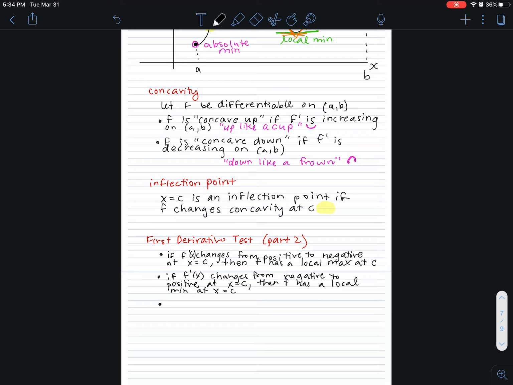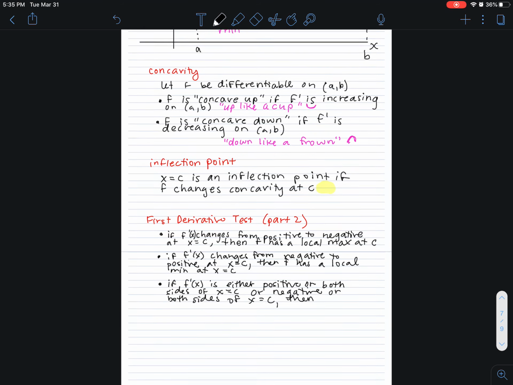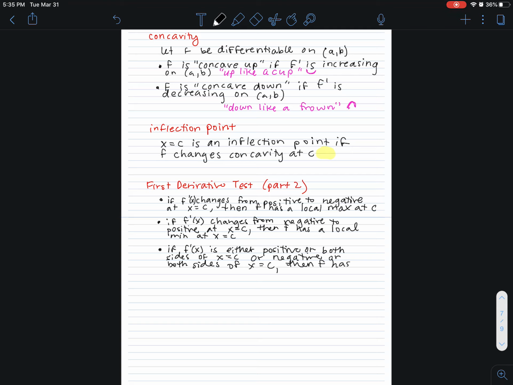Okay? And then if f prime of x is either positive on, sorry, my handwriting's getting sloppy, both sides of x equals c, or negative on both sides of x equals c, then f has no local extrema at x equals c.